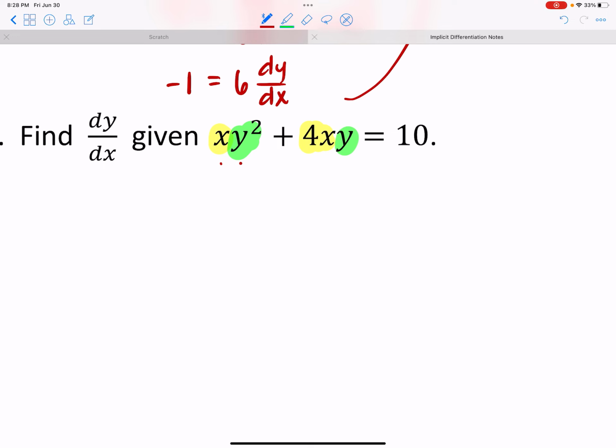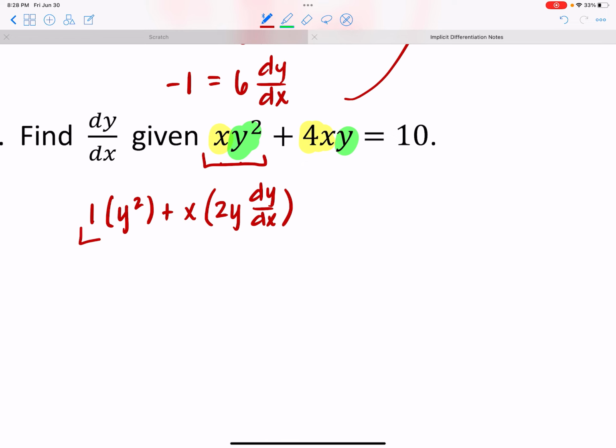So it's going to be f prime, which would be 1, times g, which is y squared, plus f, which is x, times g prime. The derivative of y squared with respect to x would be 2y to the first, and then we have to multiply by a dy/dx. Okay, so that's the first one. That's all of this right here.